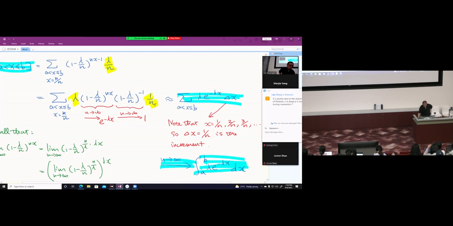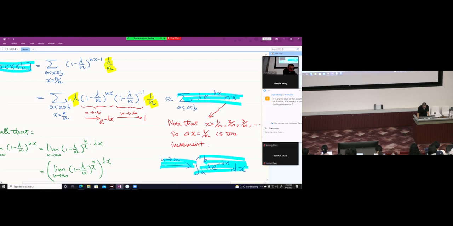Even though this 1 over n will converge to 0, this summation involves a lot of such terms. If you simply take it to be 0, then the entire summation will become 0, which is wrong. You cannot do this. But what can you do? Actually, you may realize that when n is large, which means that 1 over n is small, in the limit this summation will converge to an integral, right? So how can we see that?